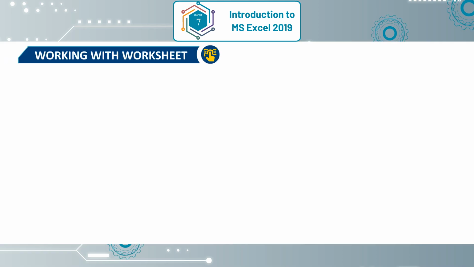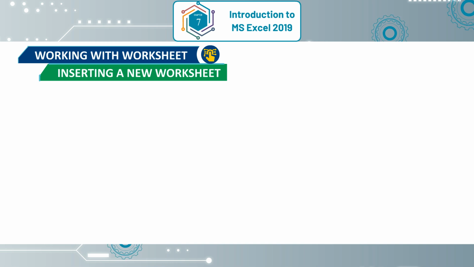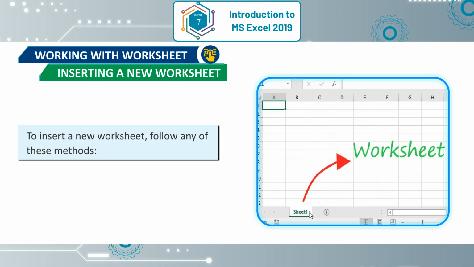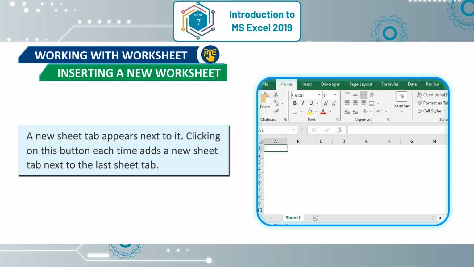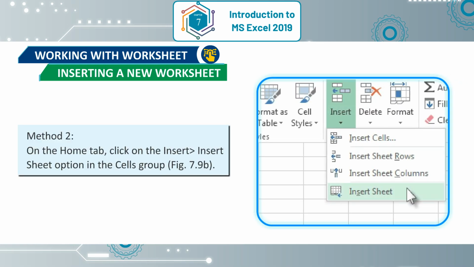Working with worksheets. Inserting a new worksheet. To insert a new worksheet, follow any of these methods. Method 1. Click on the New Sheet button, present right to Sheet1. A new sheet tab appears next to it. Clicking on this button each time adds a new sheet tab next to the last sheet tab. Method 2. On the Home tab, click on the Insert Sheet option in the Cells group.